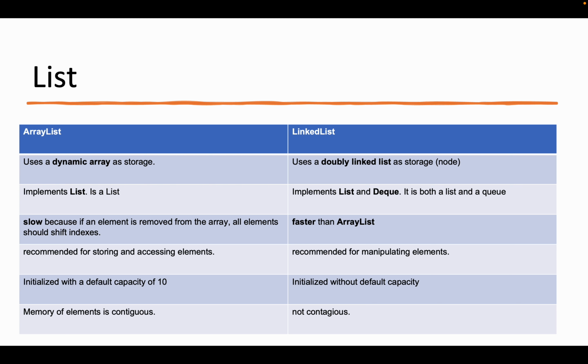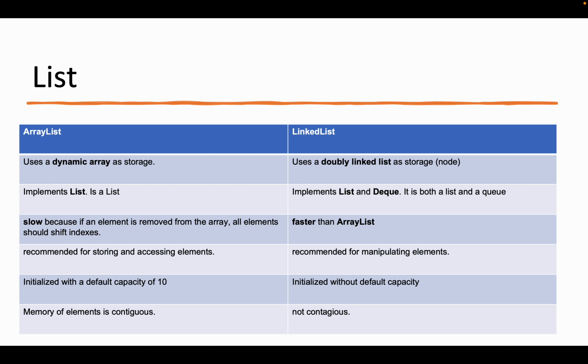So we see that you are recommended to use an array list for storing and accessing elements. And you are recommended to use a linked list when you have to do data manipulation, because it's a bit faster. Deleting, adding, removing, and all that.